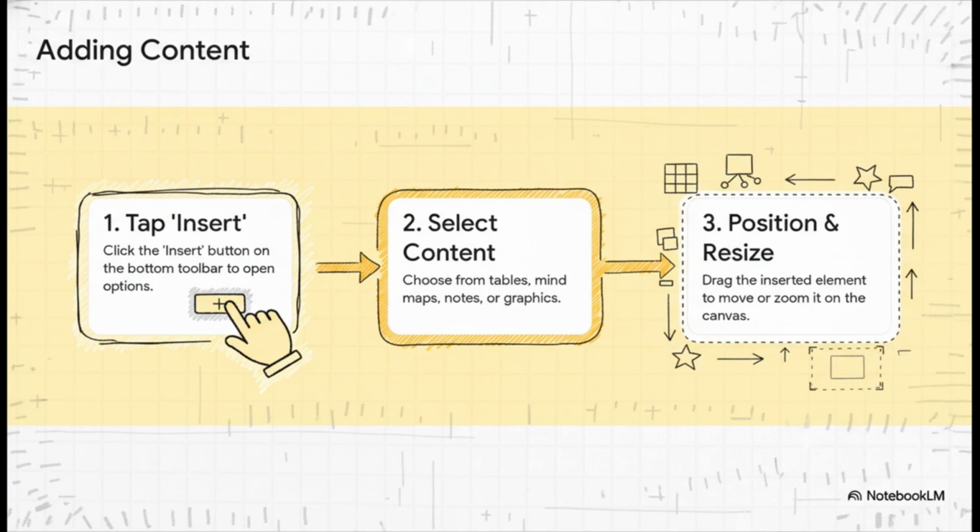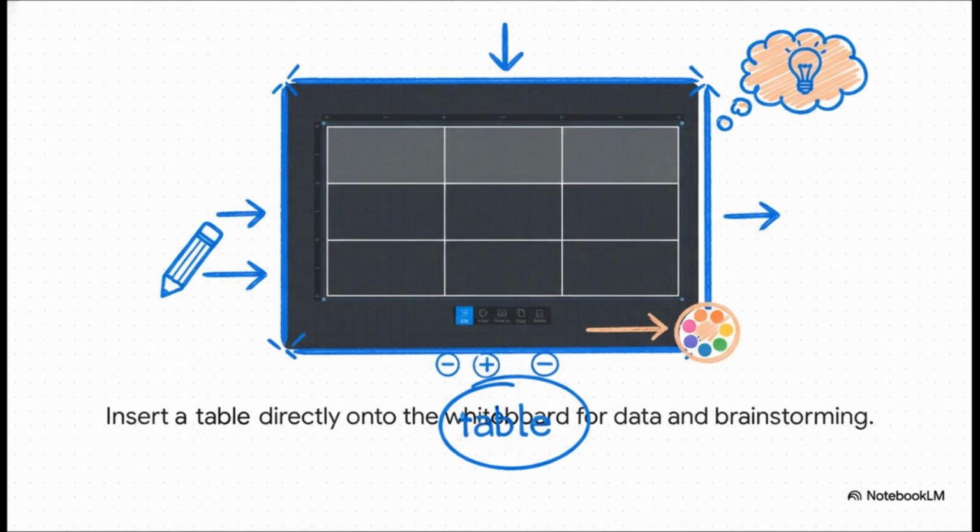So, what makes it so powerful is how you can build out your ideas. You're not limited to just scribbling with a pen tool. By tapping the Insert button, you can instantly bring in structured things like tables to organize data, mind maps to guide a brainstorm, or even digital sticky notes, and they all live right on the same canvas with your drawings.